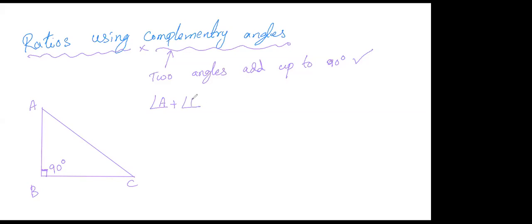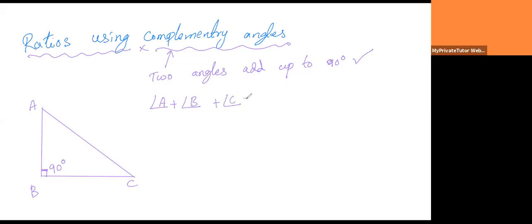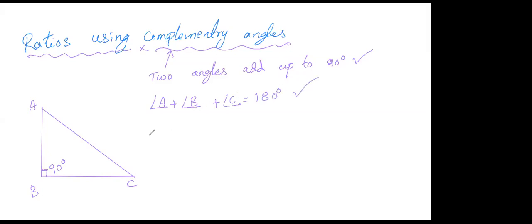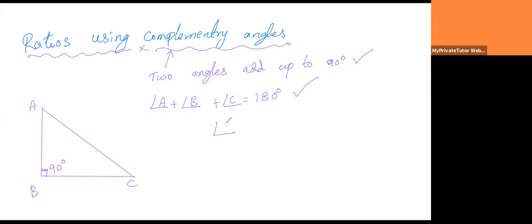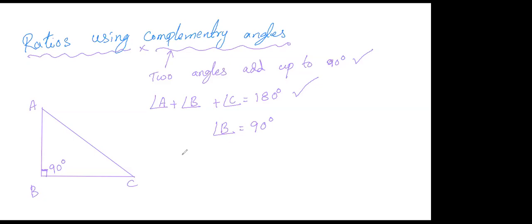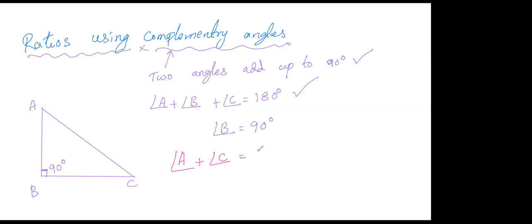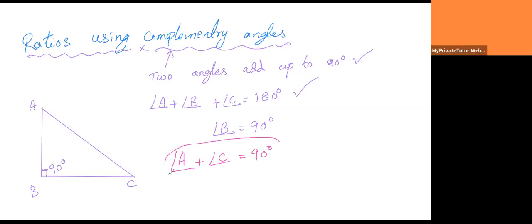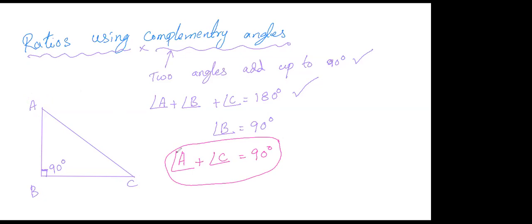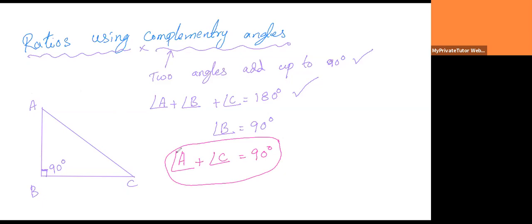You guys know that A plus B plus C, all three angles of a triangle, add up to 180 degrees. You're already given one angle is 90 degrees, which is B, right? So we are left with the two angles, A plus C. So what is A plus C then? 90. Excellent. So which means what? These two are complementary angles. Angle A and angle C are complementary angles because those two add up to 90 degrees. Does that make sense? Yes.